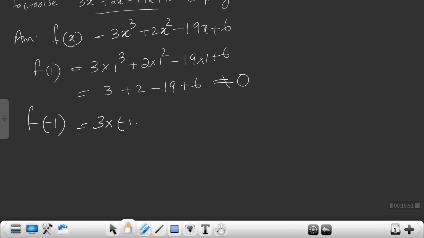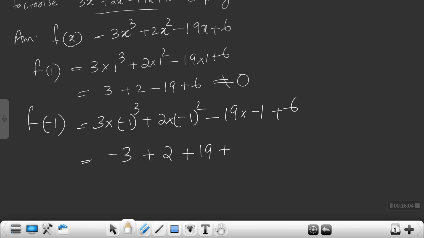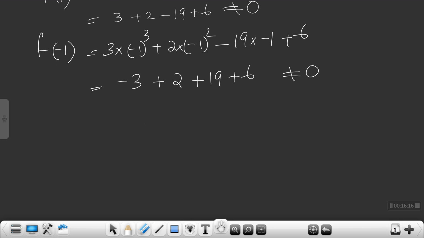3 into minus 1 the whole cube plus 2 into minus 1 the whole square minus 19 into minus 1 plus 6. That is negative 3 plus 2 plus 19 plus 6. Clearly it is not equal to 0. So x plus 1 is also not a factor of the given polynomial. Now find f of 2.